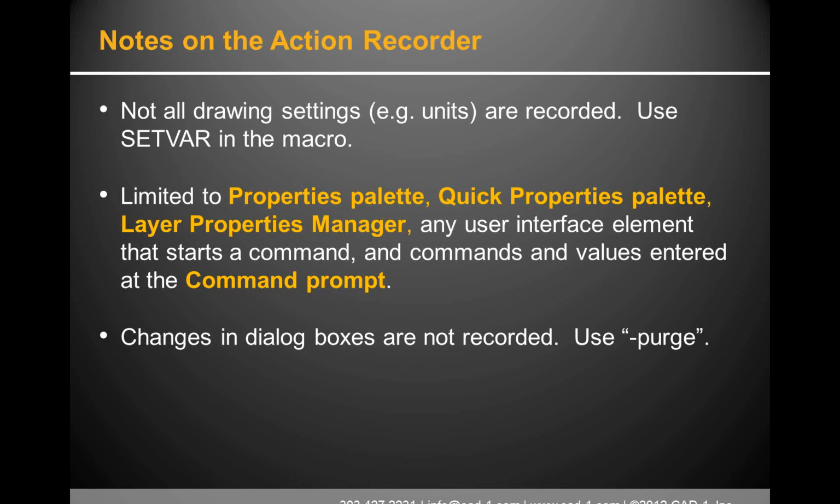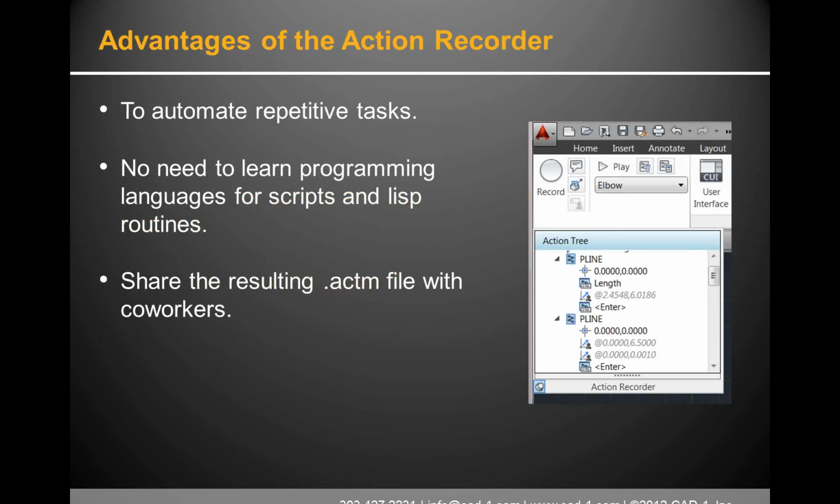So a few notes on the action recorder. Let me just talk about what the action recorder does for us. What we're going to do in a moment is hit a little record button. Actually, let me show you here. It's going to look like this. This is a screen cap of the ribbon. This is the Manage tab on the ribbon, and there is an action recorder panel on there. We see there's a great big record button, and we're going to click on that.